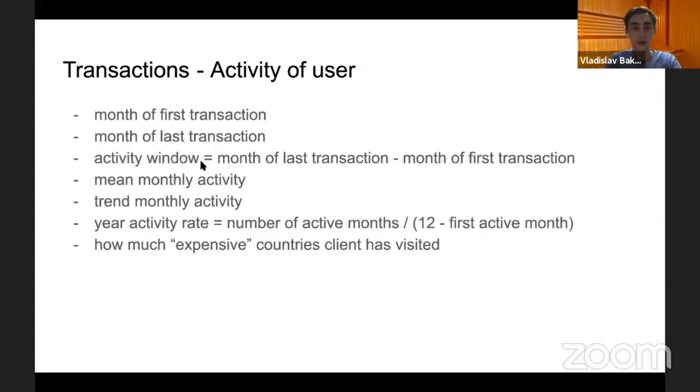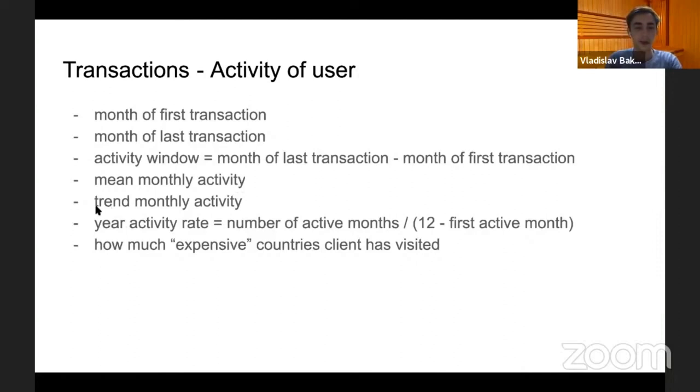This is the first month of the last transaction, the activity window. This is the difference between the last transaction and first transaction time. Mean monthly activity means how many transactions per month the user does.